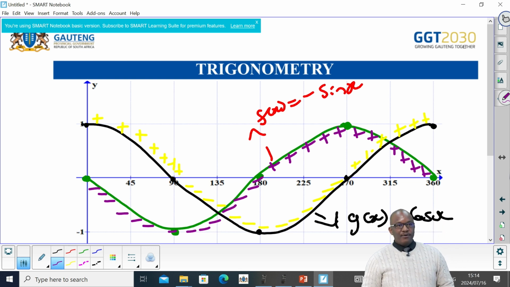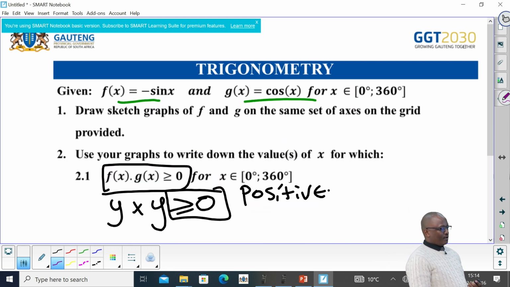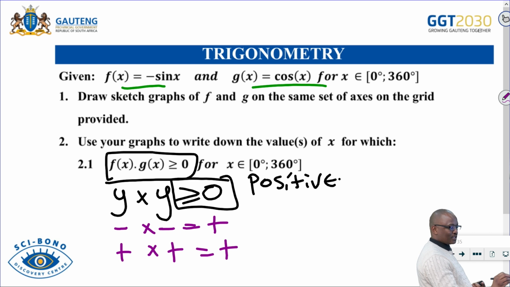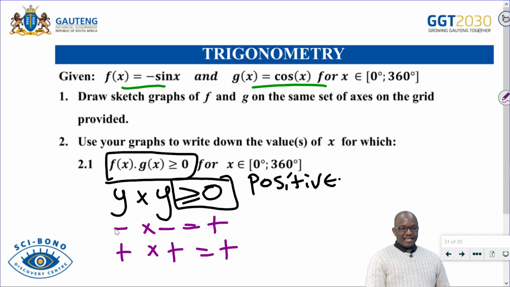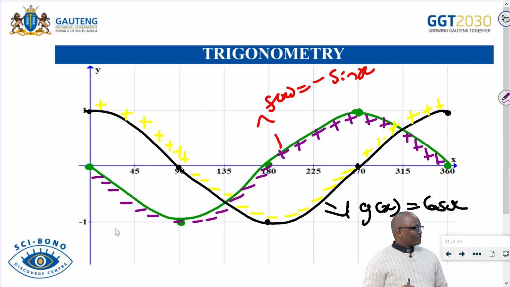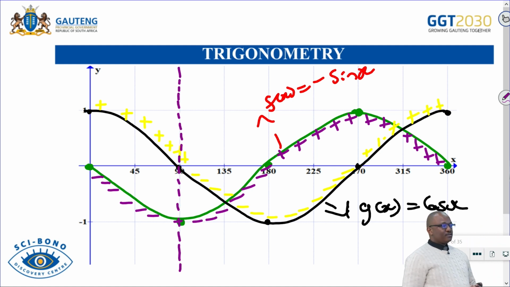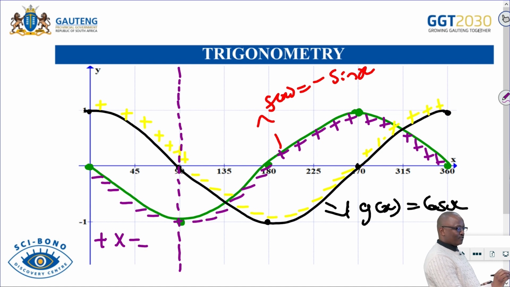Looking at this graph, remember the conditions are as follows. Either you have negative multiplied by negative, you are going to get positive, or you have positive multiplied by positive, you are going to get positive. So those are the two conditions. Now, from the interval of 0 to 90, you have positive multiplied by negative, which gives you negative. It means that interval is out.